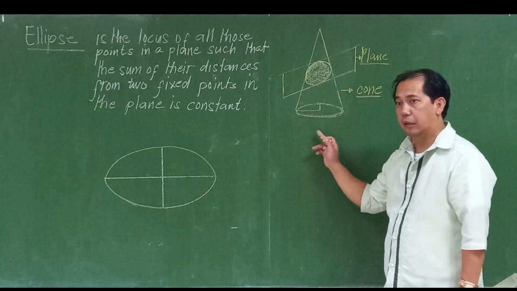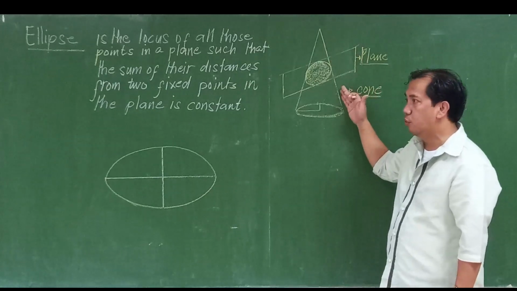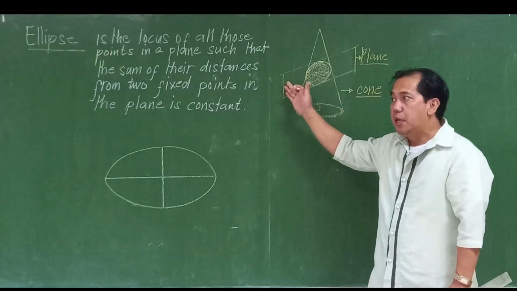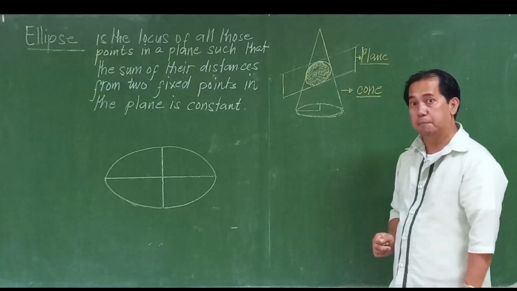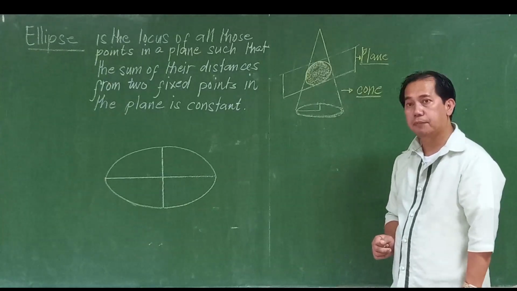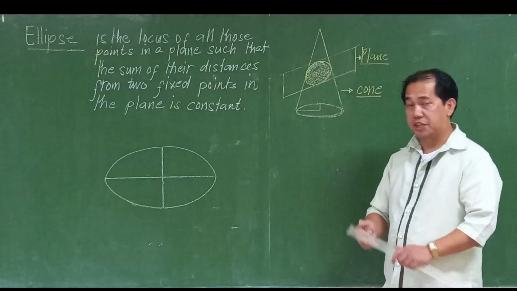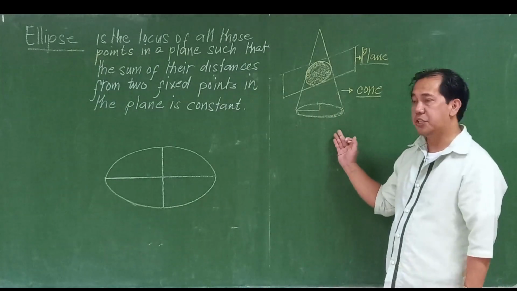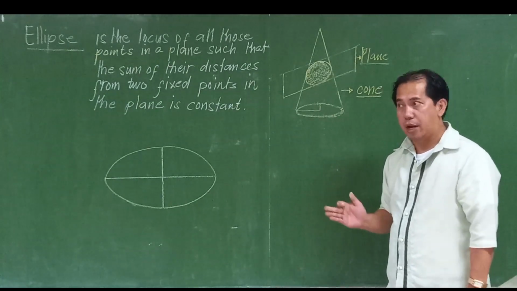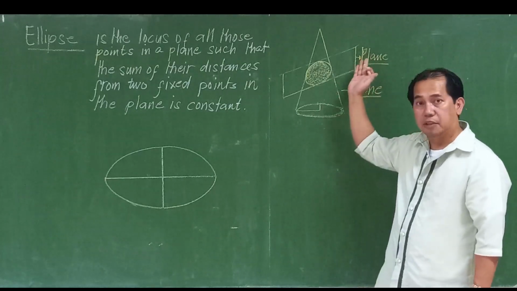It is not a circle. The cutting is from one side of the cone to the other side of the cone, and the figure that is created is an ellipse. Meaning to say, it's a curve, an oval shape, but not a circle. So that is how an ellipse is created by the intersection of the cone and the plane.